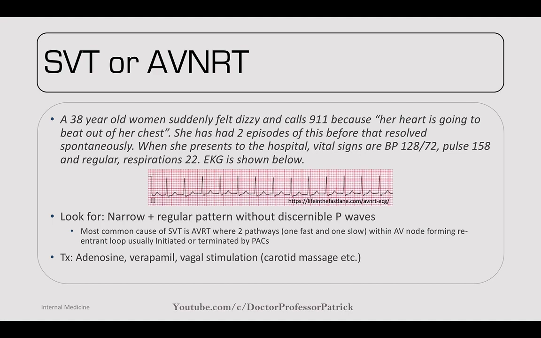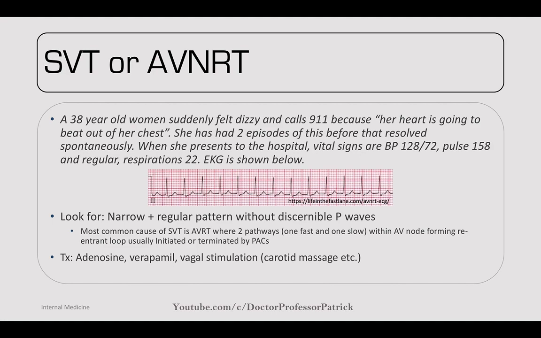Next up, we have SVT or AVNRT. So this is commonly in a younger woman. So we've got a young woman here presenting with dizziness who called 911 because her heart is going to beat out of her chest, or palpitations. She's had 2 episodes of this before that resolved spontaneously. So when she presented to the hospital, her vital signs were normotensive, a pulse usually above 150 but less than 170 to 200, and regular respirations. So her EKG is shown below.